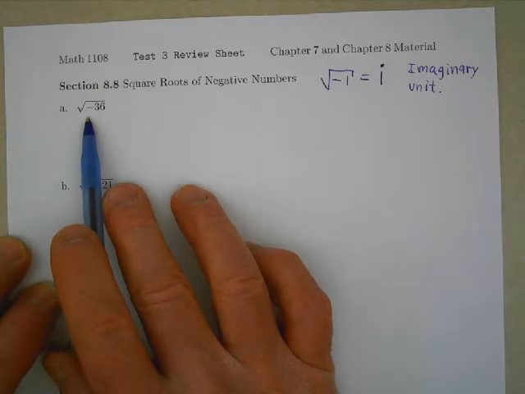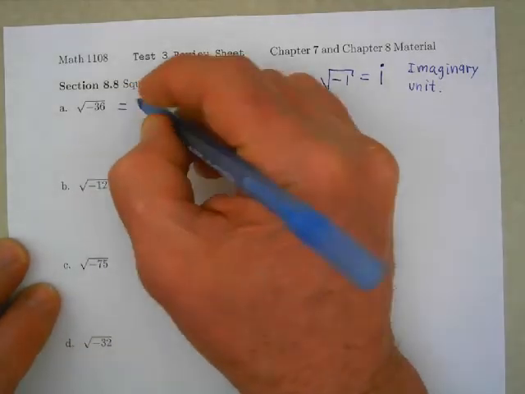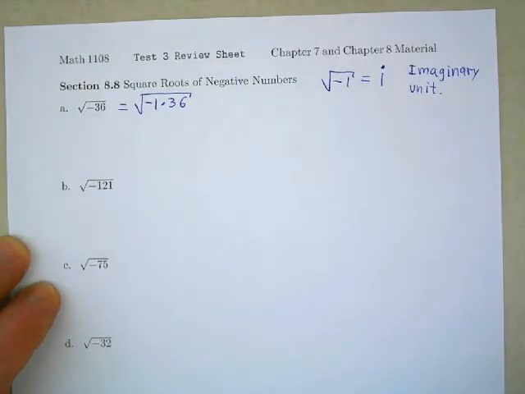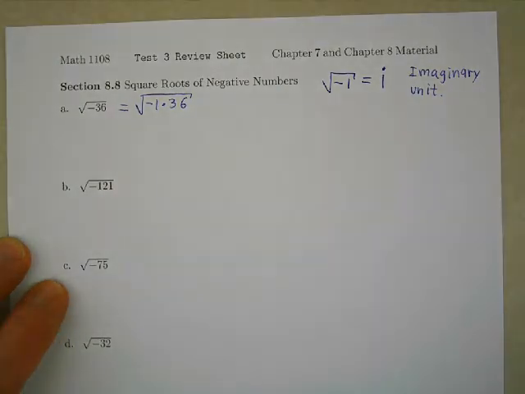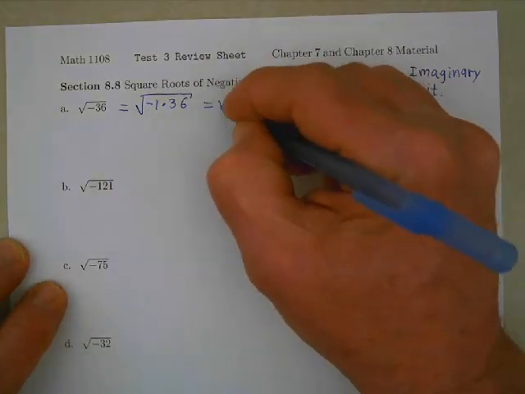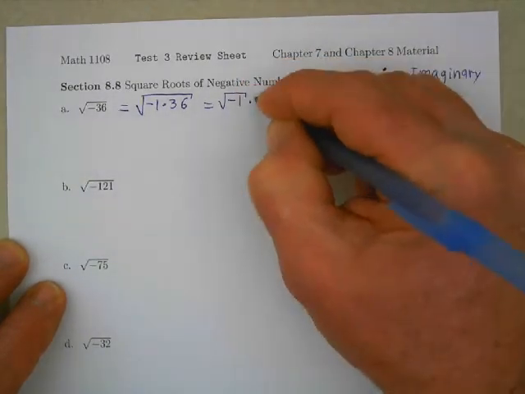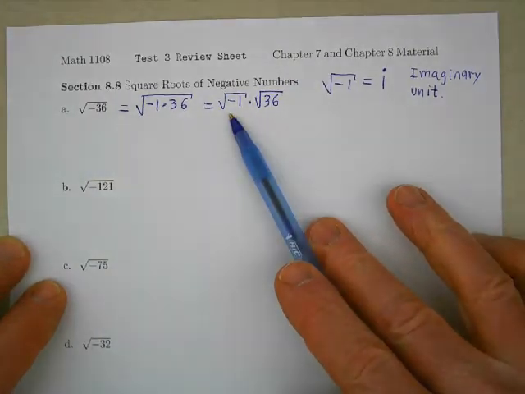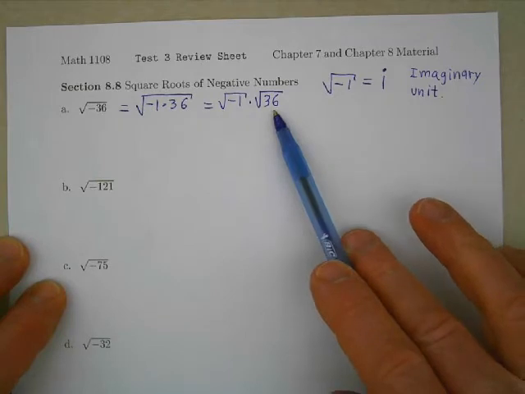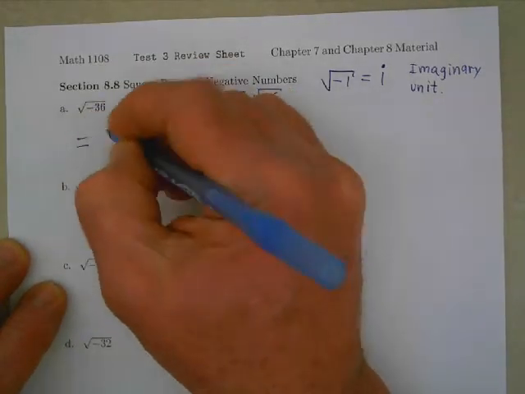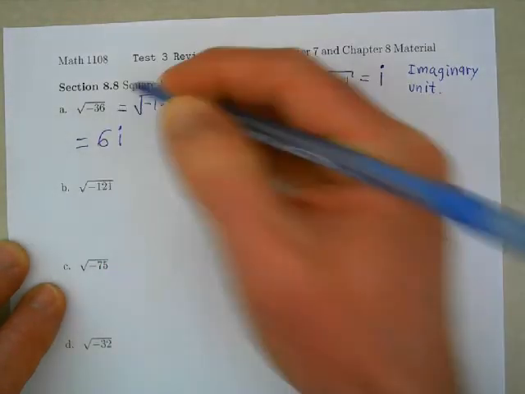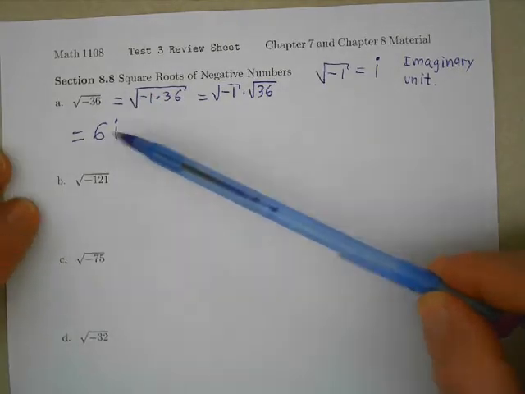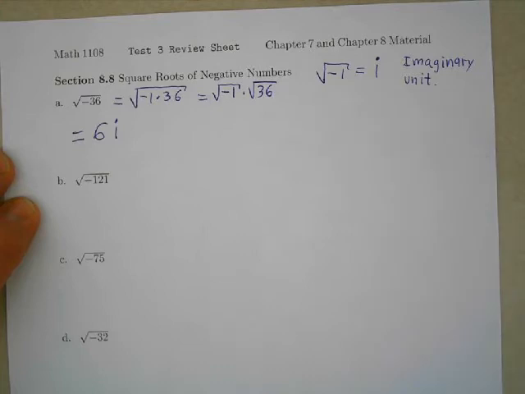The square root of negative 36, you can think of that as the square root of negative 1 times 36. And then using the product property of square roots, that is the square root of negative 1 times the square root of 36. We will replace the square root of negative 1 with i, and the square root of 36 is just 6. So this simplifies to 6i. With a little bit of practice, you'll be able to tell just by looking what it's going to simplify to without writing much intermediate work.